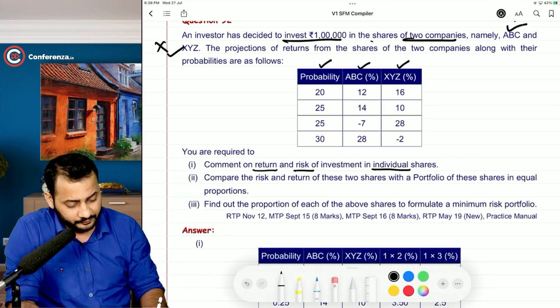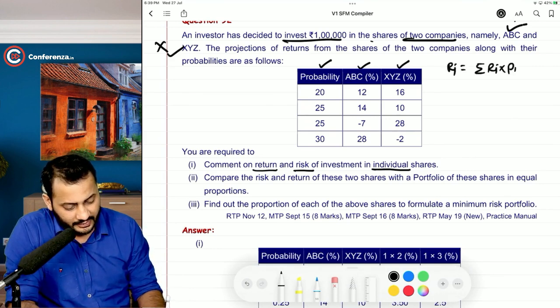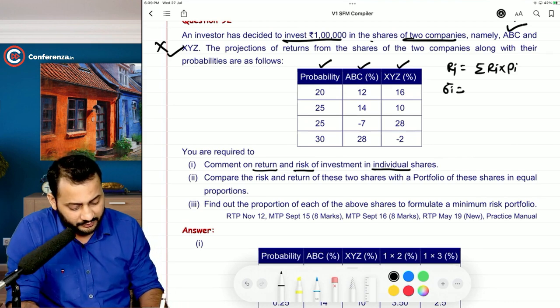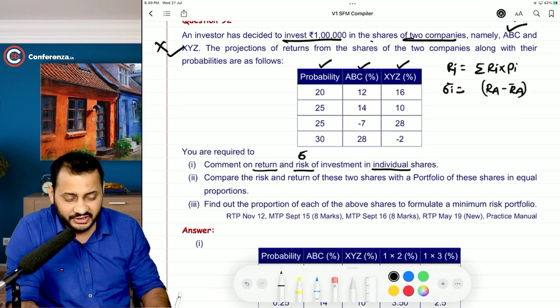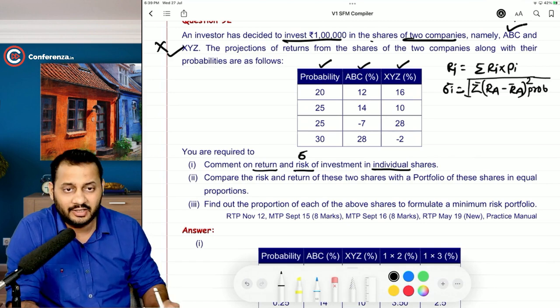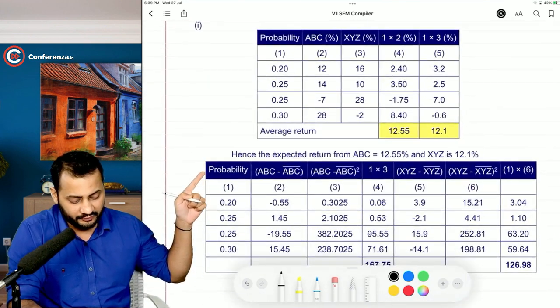Return with the probability: R bar is equal to summation of Ri multiplied by Pi. That's what you have to do for both the stocks. And standard deviation with the probability, risk, is very simple. Ra minus R bar a. This is the deviation. To remove the negativity, square it, multiply it with the probability, and then do the total. This is going to be the variance, and put a square root to calculate the standard deviation. So you can easily calculate the return and risk of the two individual shares.